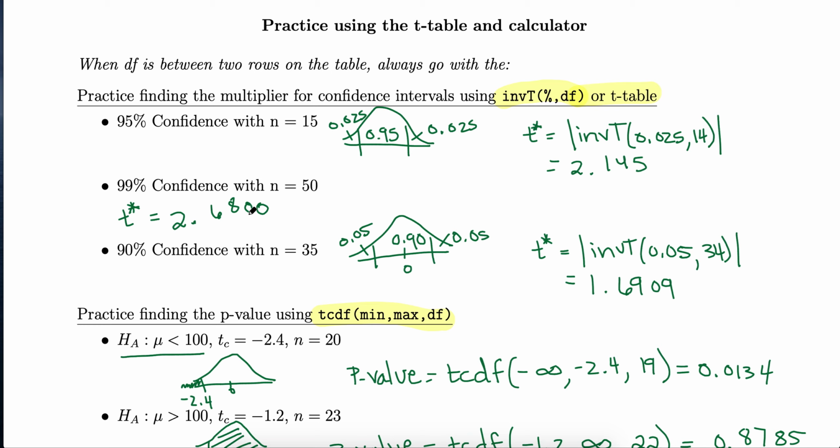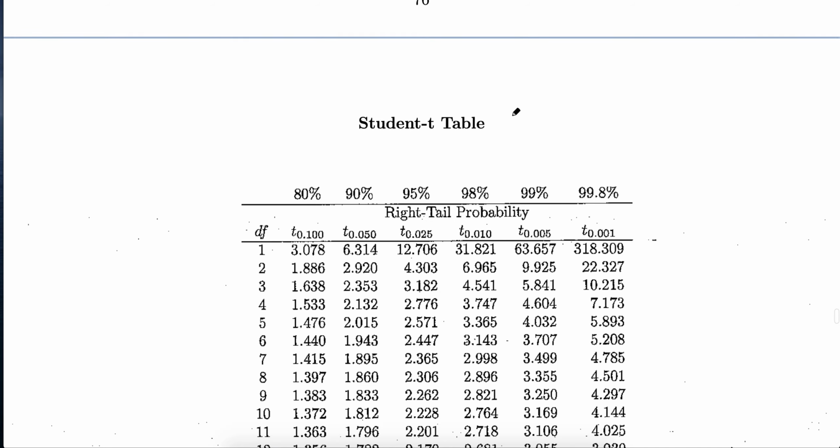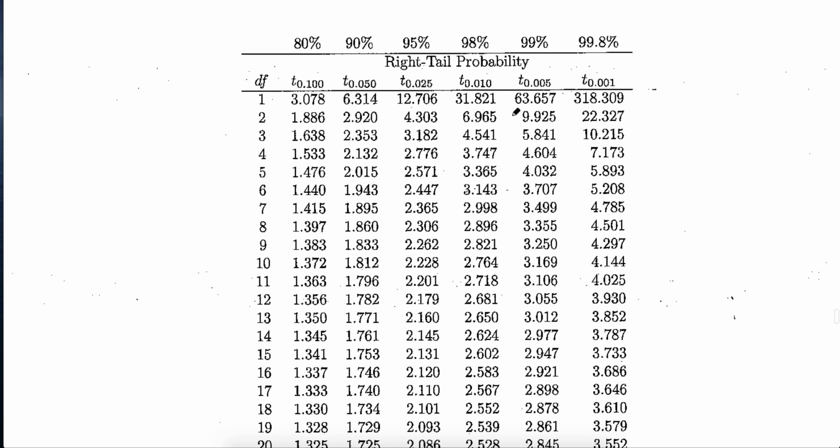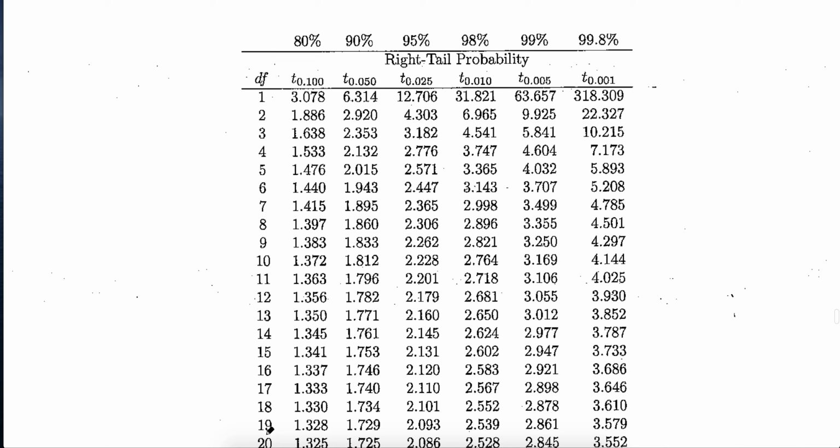All right, I'm going to take a moment and speak to the people that do not have inverse t on your calculator. You will be provided with a t table, and that's shown on the next page in your notes. On the left-hand side you'll notice our degrees of freedom, which you calculate as n minus 1. You select the appropriate row for your degrees of freedom, then select the column that goes with your level of confidence.